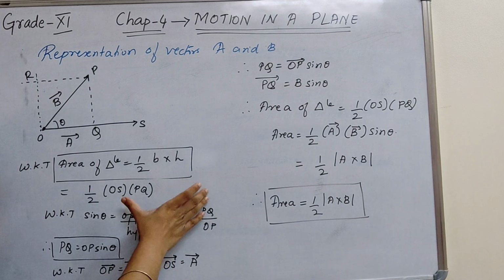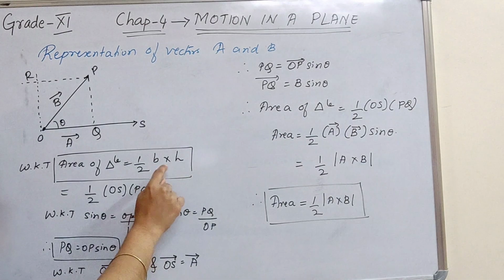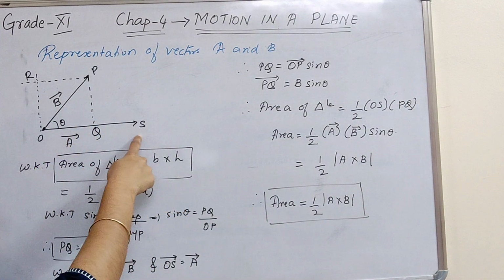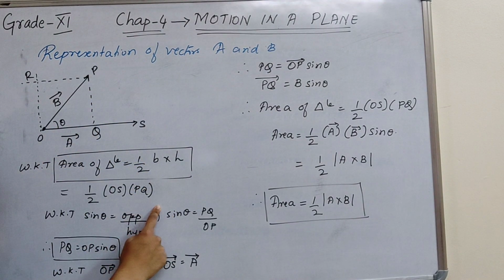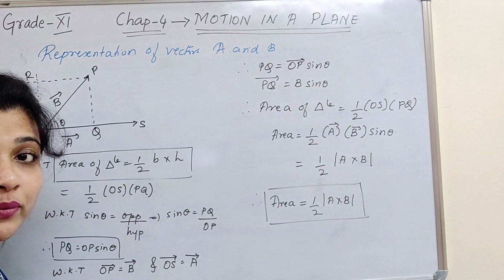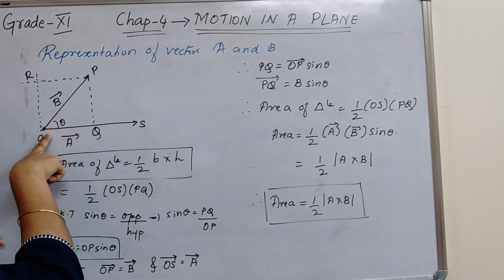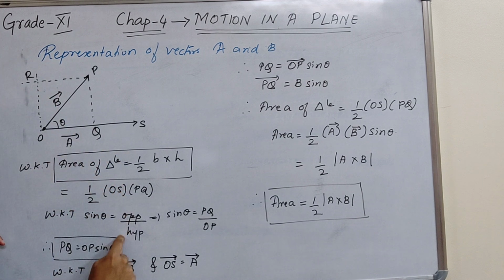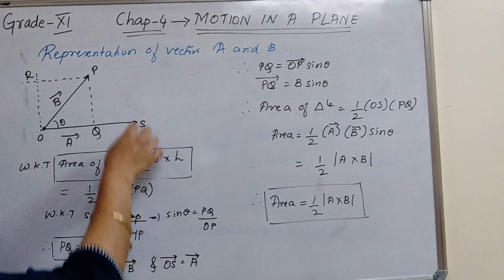Right? Now we know that area of triangle is what? Half base into height. Right? So we all know this. Since area of triangle is half base, what is the base, children? OS, and height is PQ. Okay? So half base into height. Now we know that sine theta is equal to opposite divided by hypotenuse. Right? So theta is here, so this is opposite and this becomes the hypotenuse of it. So opposite divided by hypotenuse is sine theta.